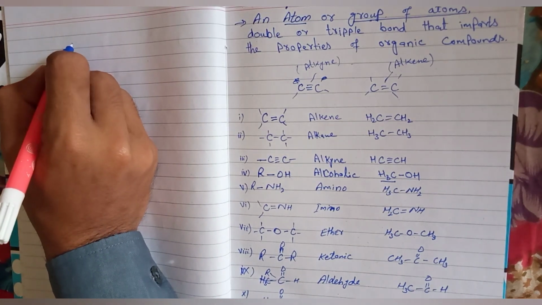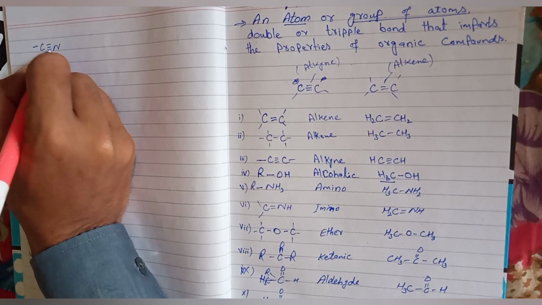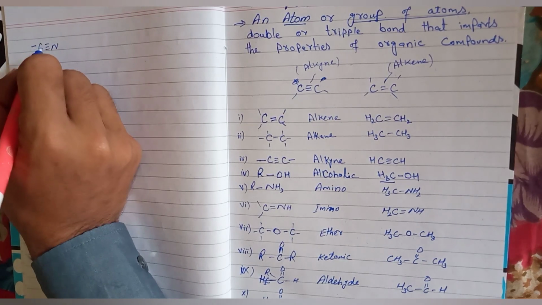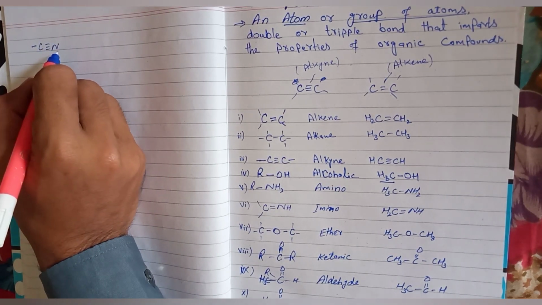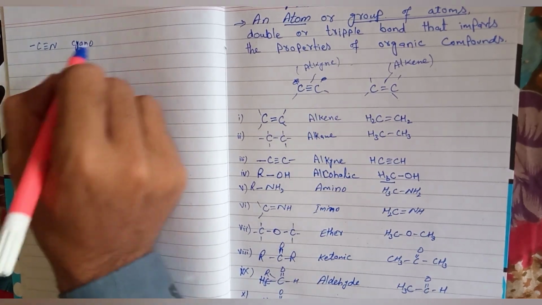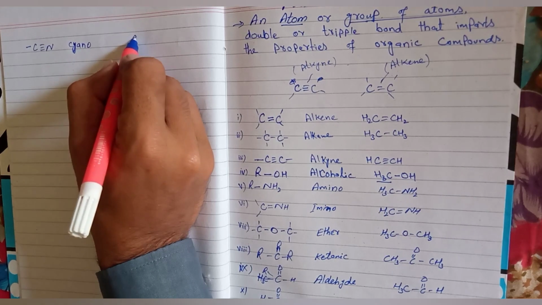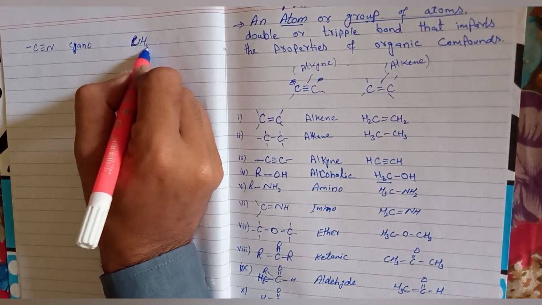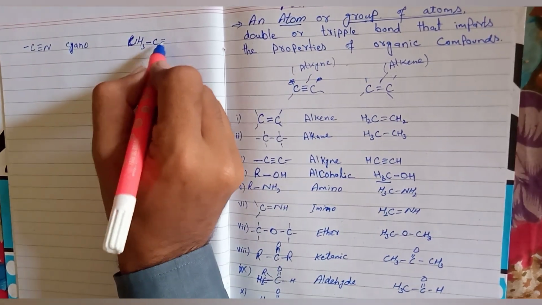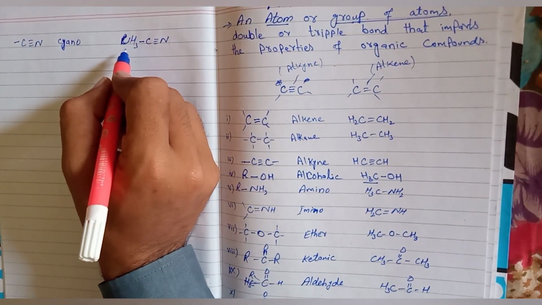Now we discuss some other functional groups that are used in organic chemistry. These are the cyano functional group or nitrile functional group. If carbon is attached with a triple bond to nitrogen, this is called cyano functional group or cyanide or nitrile functional group. The example of this cyano functional group is CH3C triple bond nitrogen. This is called nitrile or cyanide functional group.